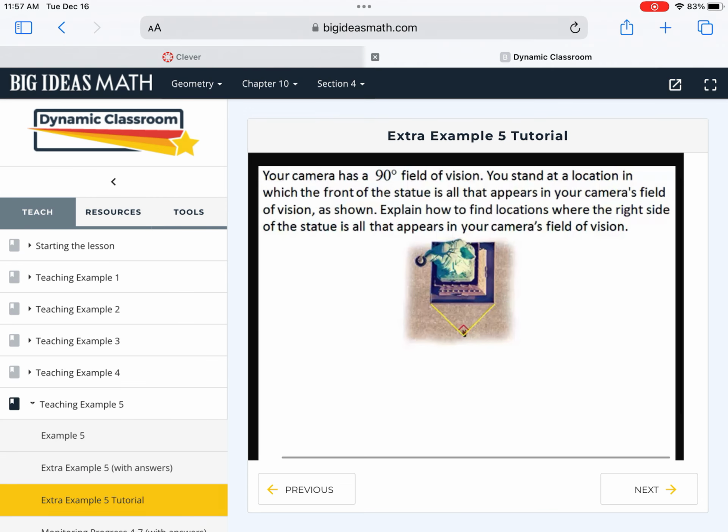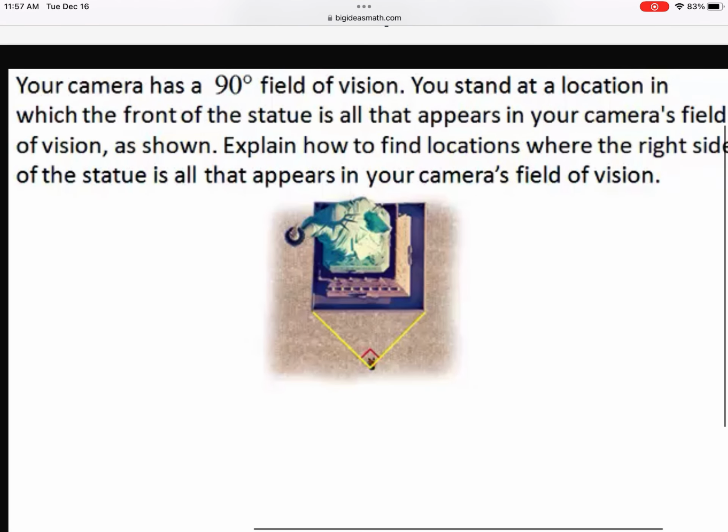Your camera has a 90-degree field of vision. You stand at a location in which the front of the statue is all that appears in your camera's field of vision as shown. Explain how to find locations where the right side of the statue is all that appears in your camera's field of vision.